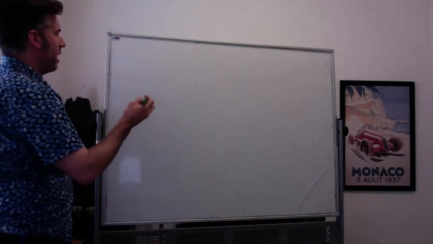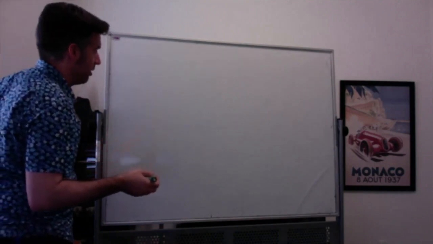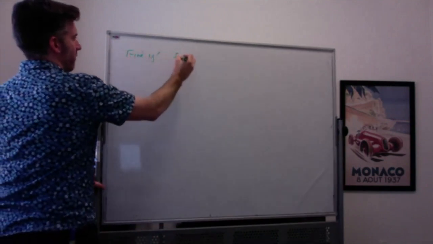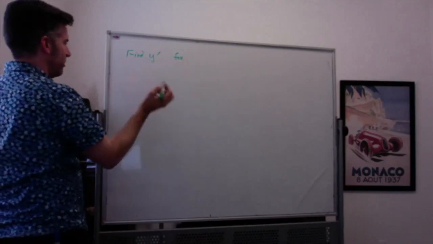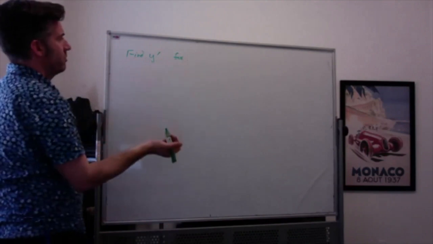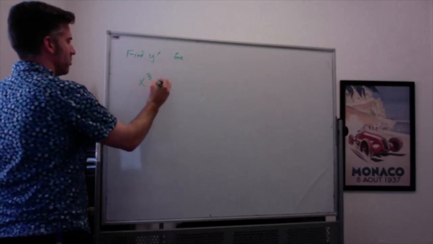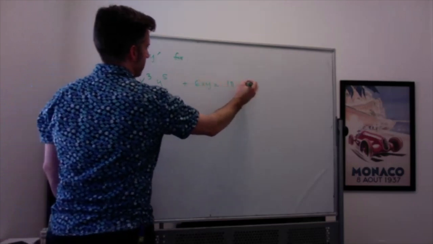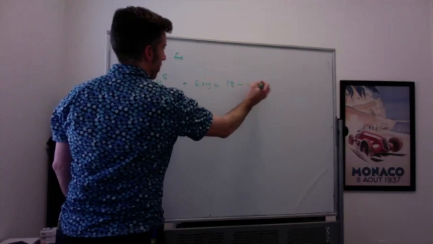So let's look at one more example, and let me grab a new green pen. Sure, got pens in all my pockets. So let's say I wanted to find y prime for the following. I'm going to make this one less terrible. x cubed y to the fifth plus 6xy equal to 18 minus y to the 7th.